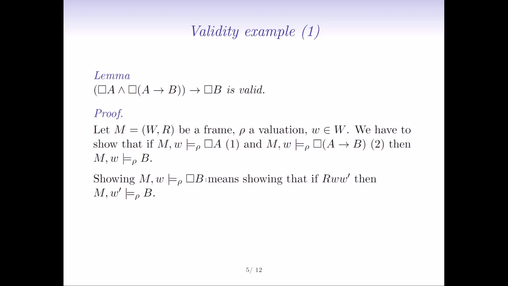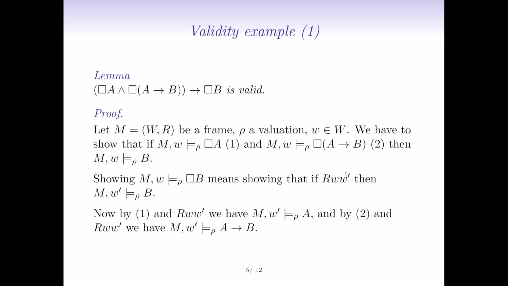Now remember that box means for all worlds accessible from the current one, B is true there. So that means showing that if some arbitrary world W prime is accessible from W, then B must be true at W prime. So that's just what it means to show box B. So let's assume that some world is accessible, call it W prime, we'll show that B must be true. Now, since W prime is accessible from W, and since the fact that W satisfies box A means that A is true at all accessible worlds from W, then W prime must satisfy A.